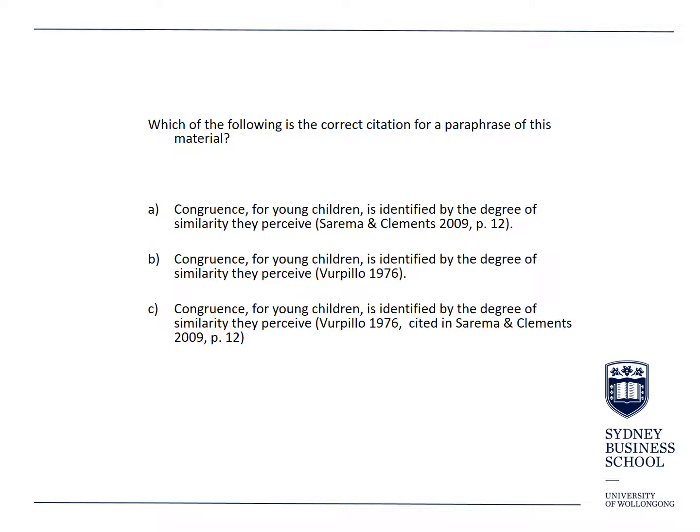Should we reference the book alone, as in example A? Should we reference the person who originally had that idea, as in B? Or should we reference the person who had that idea and show that it came from this particular book by Serema and Clements? Please make your choice now.